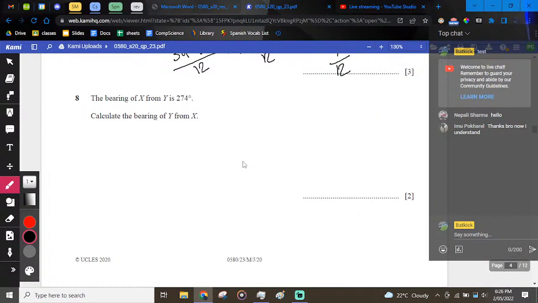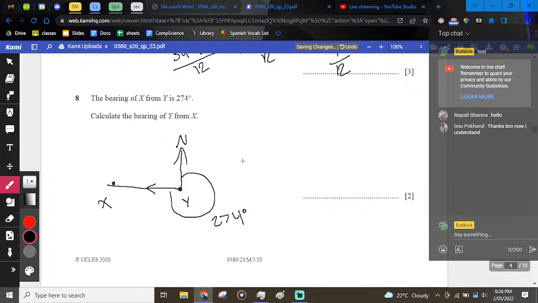Bearing of x from y. It's easier to draw stuff here. From y, let's say y is here. 274. Let's say x is here. X from y. This is, remember, from north, clockwise. This is 274.